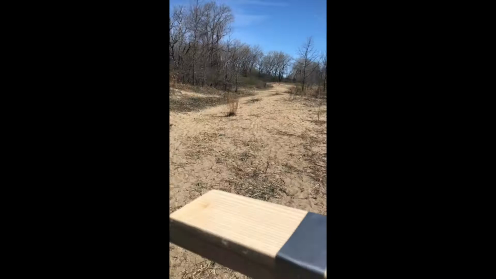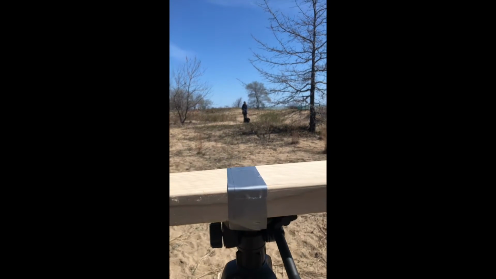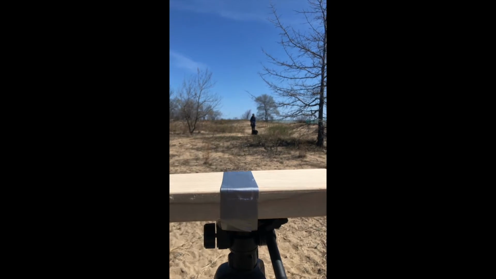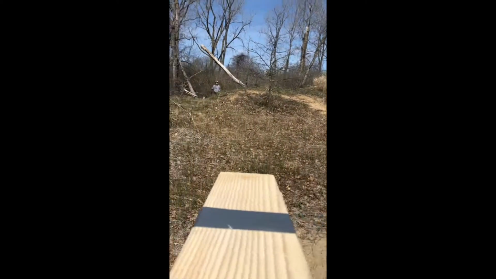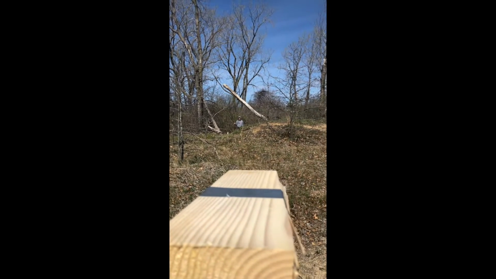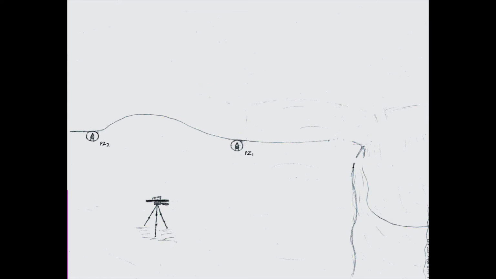First, we had to find a place to set up the laser so that it had line of sight to both wells. So we now have line of sight to PZ1 and line of sight to PZ2. Next, we set up the board on top of the cover of well PZ1.